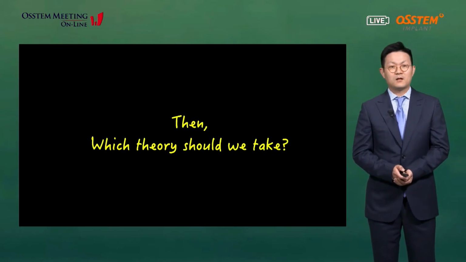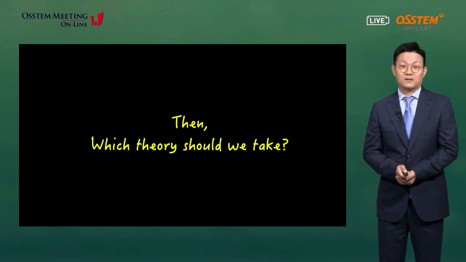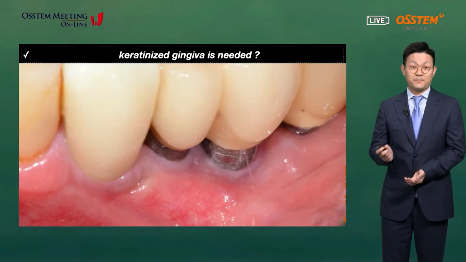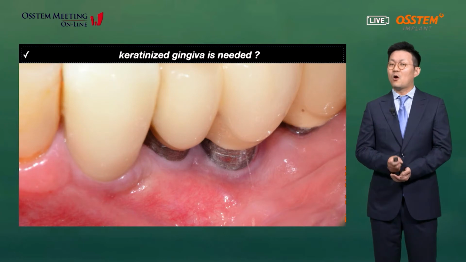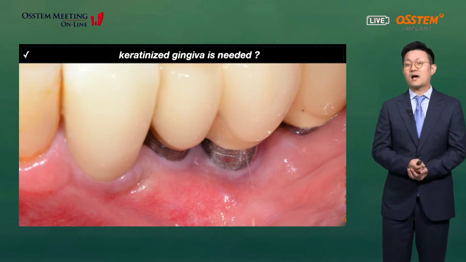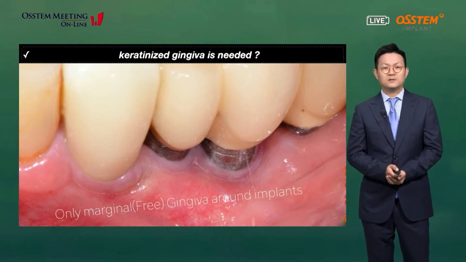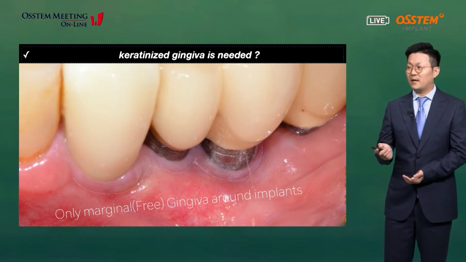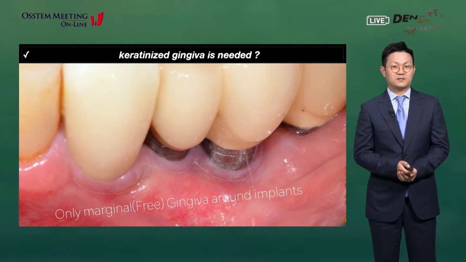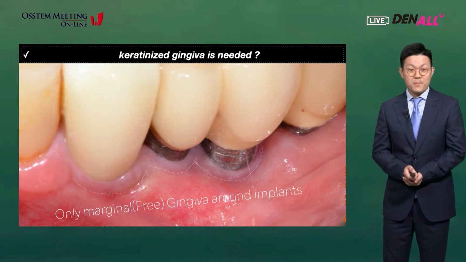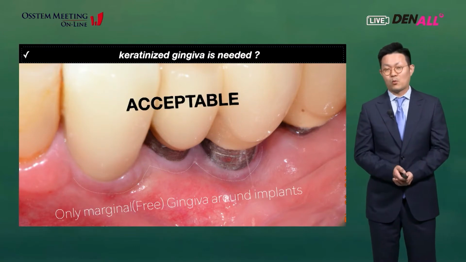Then, what step should we take? Let's see the picture. In this case, there's only marginal gingiva remaining around the implant. But the soft tissue condition is not bad. Only mild redness is found. Then I evaluate it as acceptable.